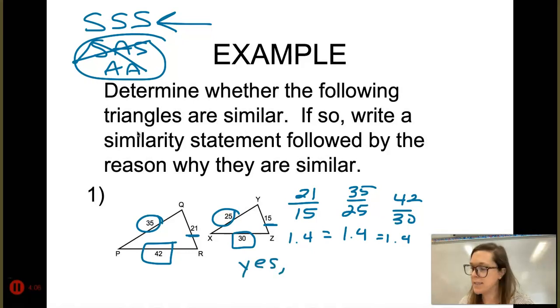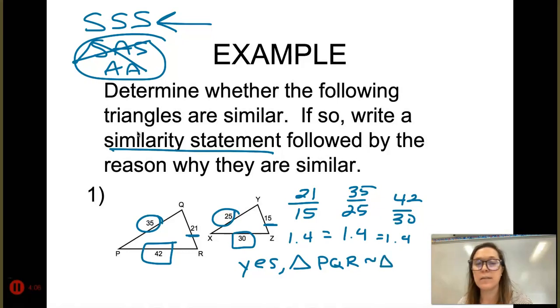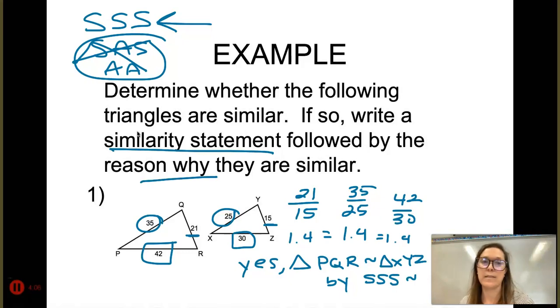It wants me to write a similarity statement. So I'm going to say triangle PQR. Order doesn't matter there, but order does matter here. It's going to be similar to triangle XYZ: P matches up with X, Q with Y, R with Z, and then my justification is because of side, side, side similarity. So then state the reason why, side, side, side.